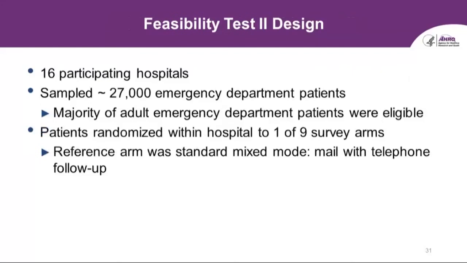So Feasibility Test 2 was conducted in 2018. It involved 16 hospitals. We sampled almost 27,000 emergency department patients, and the majority of adult emergency department patients were eligible, so this is not restricted to Medicare patients. Patients were randomized within hospital to one of 9 survey arms, and our reference arm was standard mixed mode, so mail with telephone follow-up.